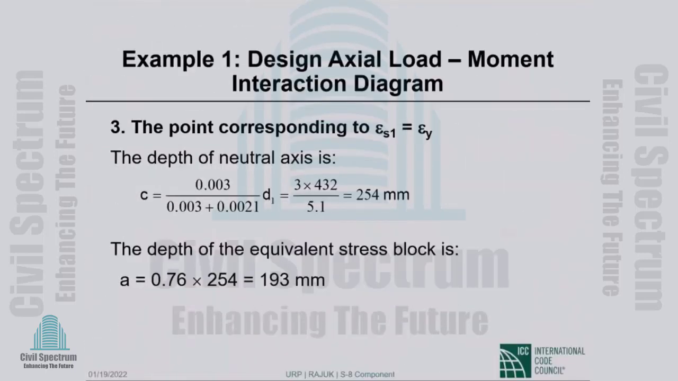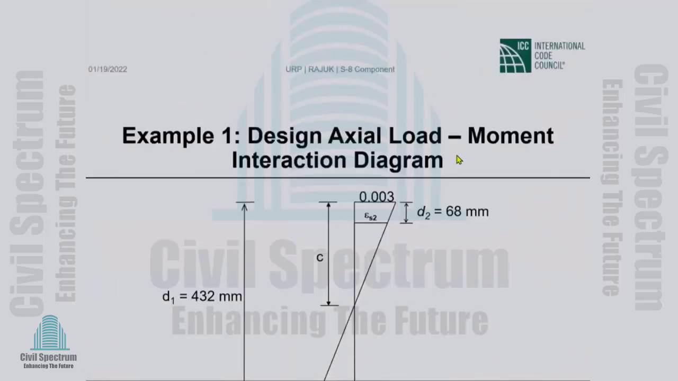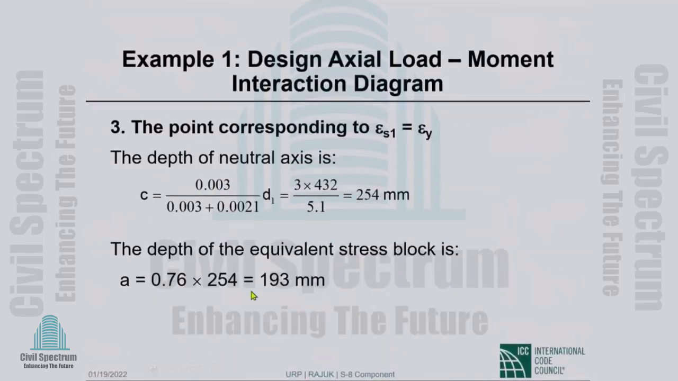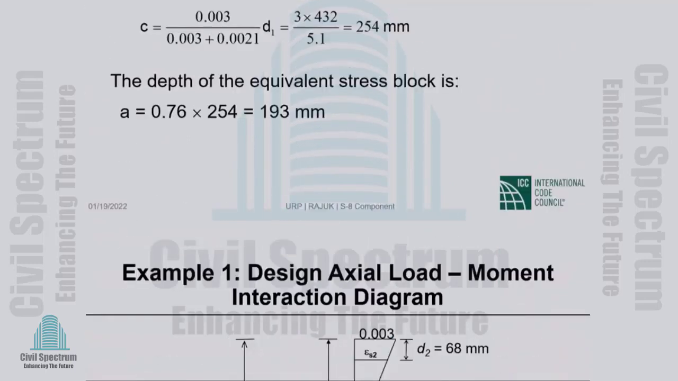So that is the second point on the interaction diagram. Third is when the bottom steel strain is equal to yield strain. So yield strain is 0.0021, something like that. By straight line strain distribution, neutral axis depth is 254 millimeters. The stress block depth is 193 millimeters. The neutral axis depth is increasing from case 1 to case 2 to case 3.